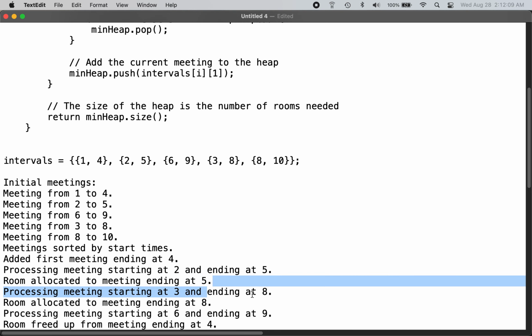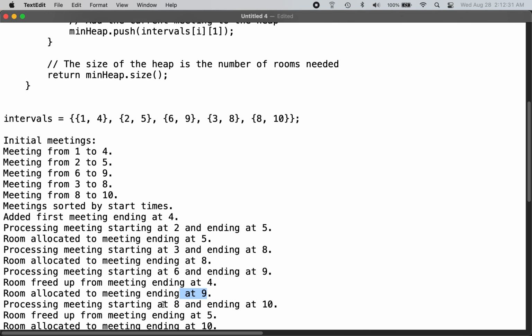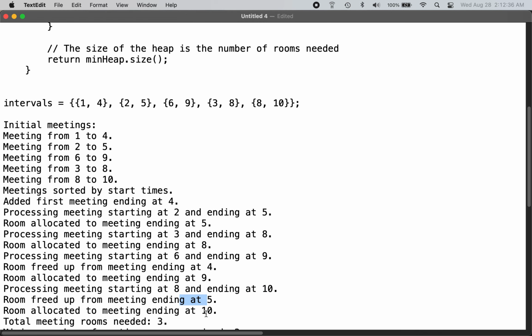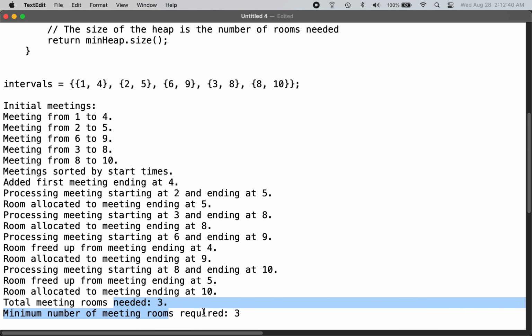Starting at 3, ending at 8, that also needs another room. So for 6 to 9, you can use the room of the meeting ending at 4. This one is popped and then the room ending at 9 is inserted. Processing the meeting starting at 8 and ending at 10, you can reuse the room ending at 5. So the total size is 3, so the minimum number of rooms required is 3.